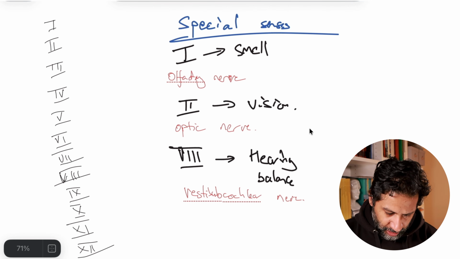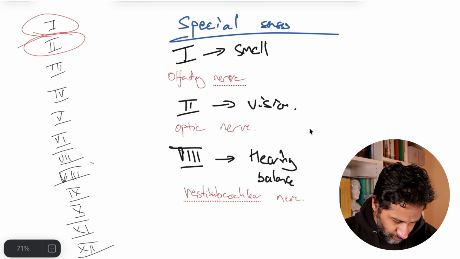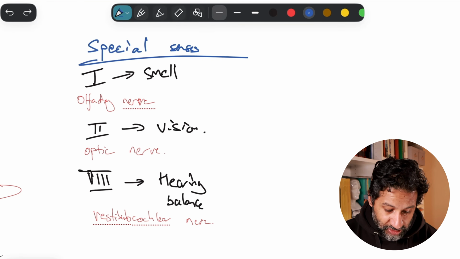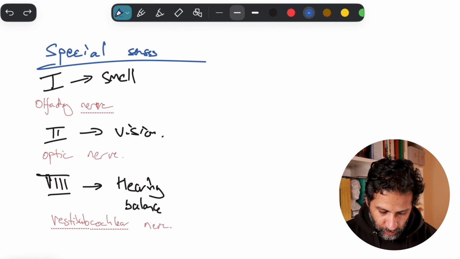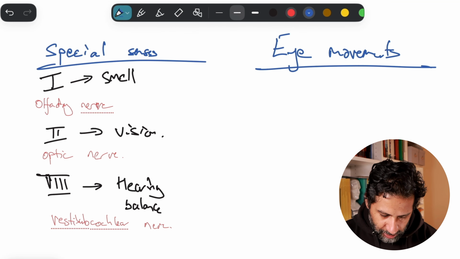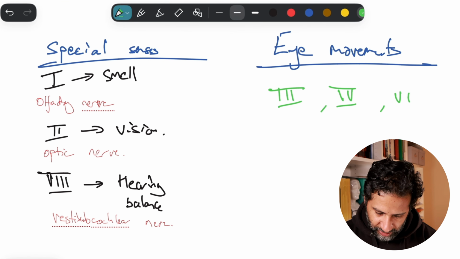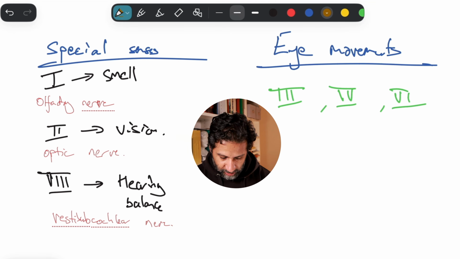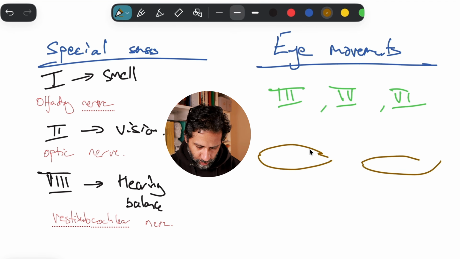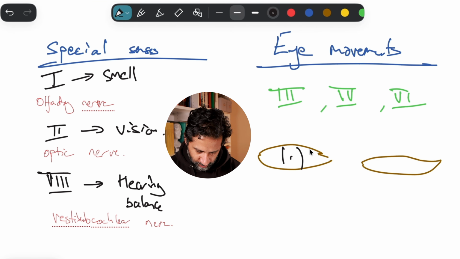Now, I'm just going to highlight this here. So we've got 1, we've got 2, and then we've got 8 down here. Fantastic. What's the next group? And the next group is to do with eye movements. And so with eye movements, we have our 3rd nerve, we have our 4th nerve, and then we have our 6th nerve. Now, if I was to draw a set of eyes, beautiful, gorgeous.